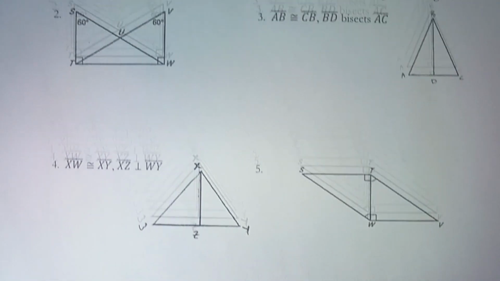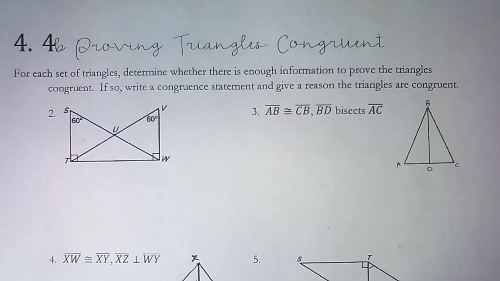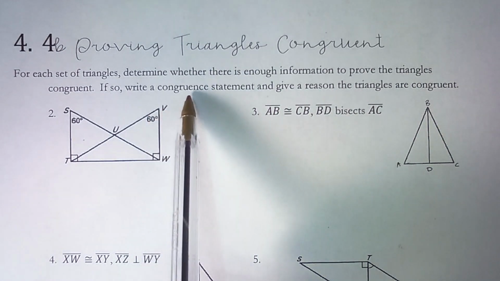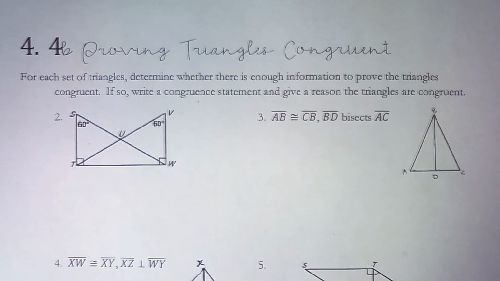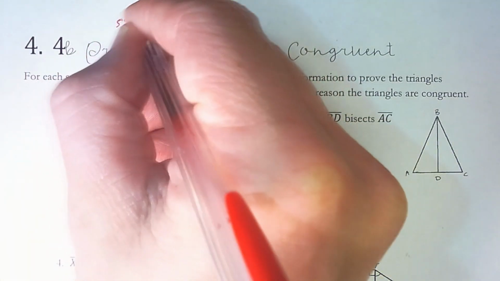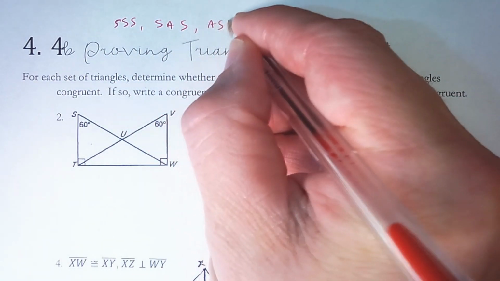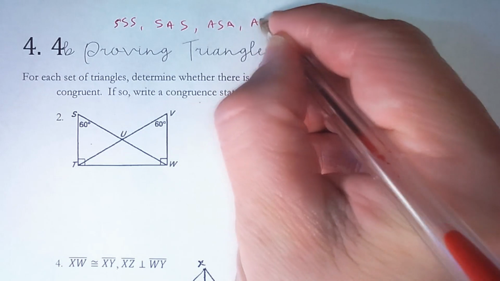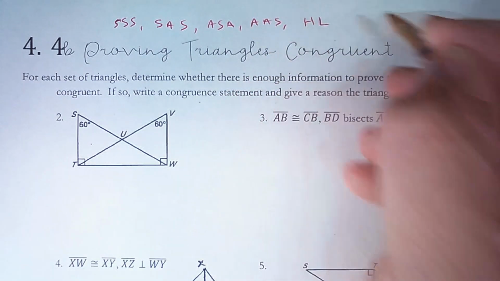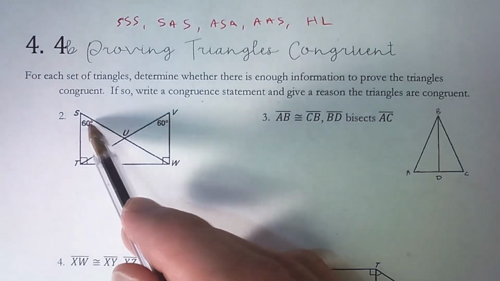Okay, now on the back page, we've got a whole bunch of triangles, and we want to know if they are congruent, so we're going to use the information we're given to determine if they're congruent or not. If they are, we're going to write a congruent statement and give a reason. The possible reasons are side, side, side; side, angle, side; angle, side, angle; angle, angle, side; or hypotenuse leg.